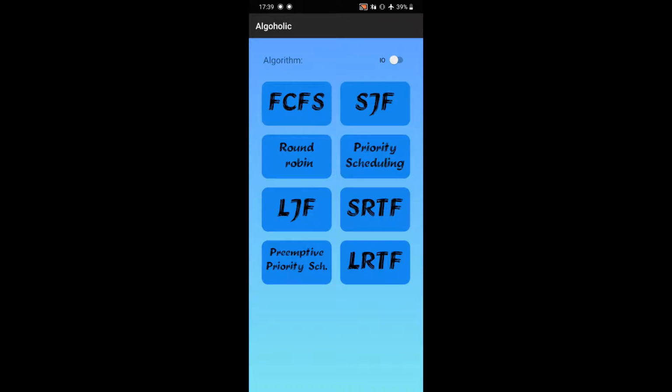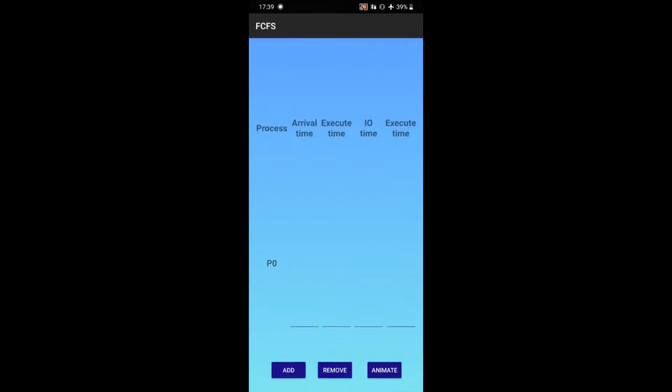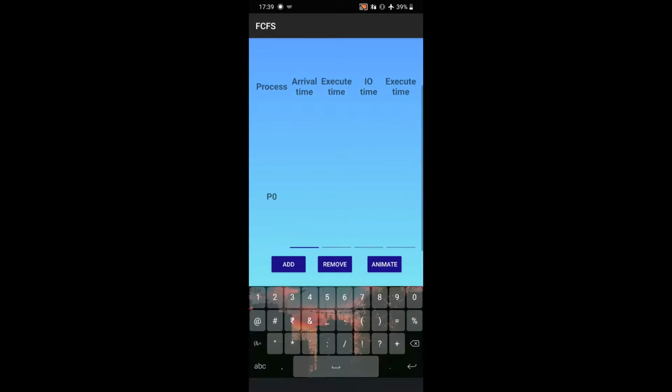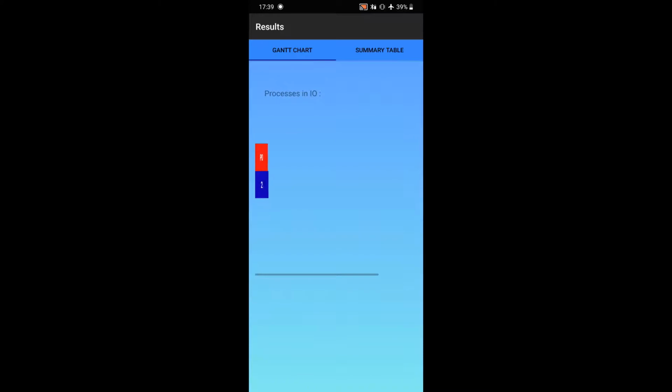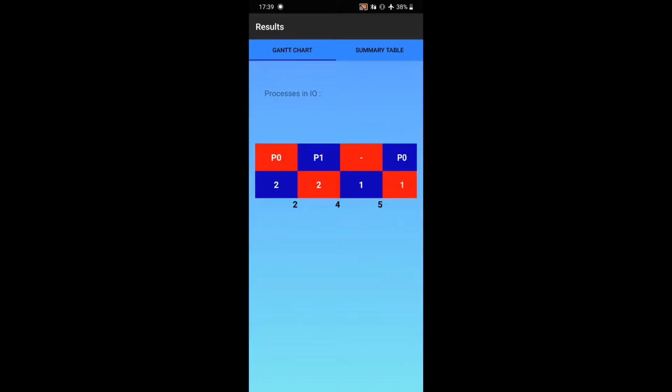Now let us see the IO implementation. By clicking this button, all the algorithms now work with IO. As you can see, execution time before and after IO time become available. Let's go forth with the FCFS example. Here all the processes when they are in IO can be seen up here.